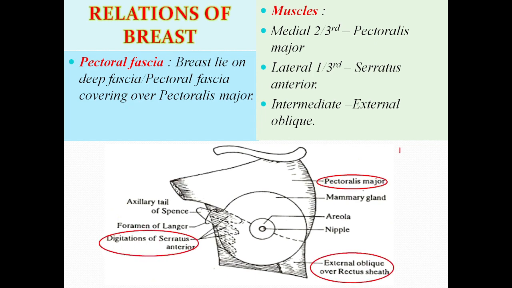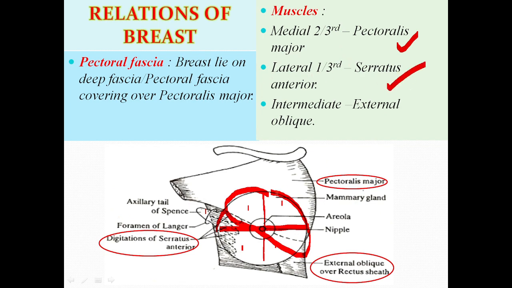Other relations of the mammary gland. On a front view you can identify the mammary gland and the four different quadrants, and the axillary tail of Spence: supromedial, supralateral, inframedial, inferolateral. Almost the medial two-thirds part will be occupied by a muscle. The muscle is called what? Pectoralis major. The lateral one-third part will be occupied by the serratus anterior muscle. It is occupied by what? Serratus anterior. And the intermediate area will be related to the external oblique.